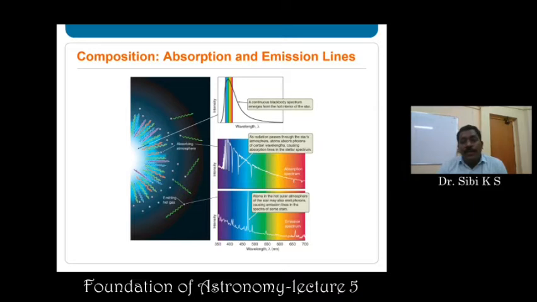Now, a continuous blackbody spectrum emerges from the hot interior of a star, like what we saw, the white light from the bulb. As the radiation passes through the star's atmosphere, the atoms absorb photons of certain wavelengths, causing absorption lines in the stellar spectrum. Atoms in the hotter outer atmosphere of the star may also emit photons, causing emission lines in the spectra of some stars. So we will have absorption spectra as well as emission spectra from the stars.